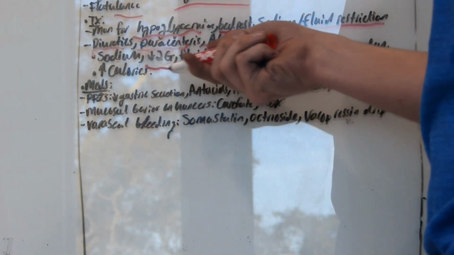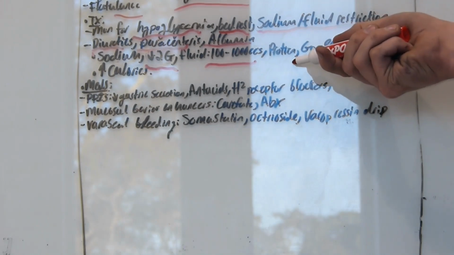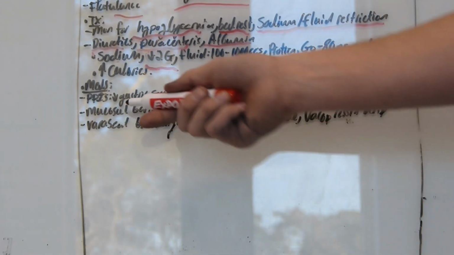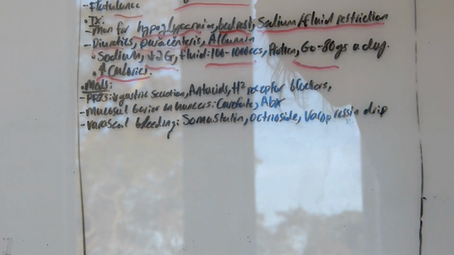Sodium, we want to keep it under 2 grams. Fluid between 100 and 1,000 cc's. Protein, 60 to 80 grams a day. We're going to increase calories, so that's good. They can eat donuts. What else we got?